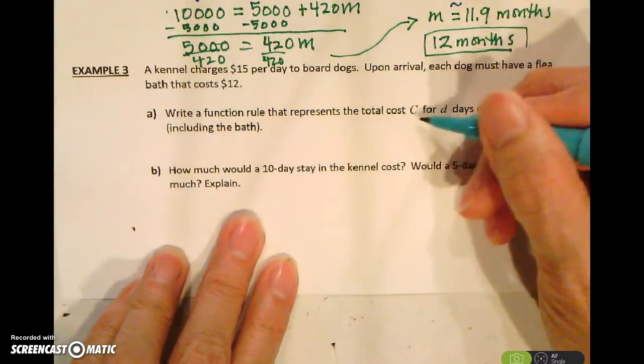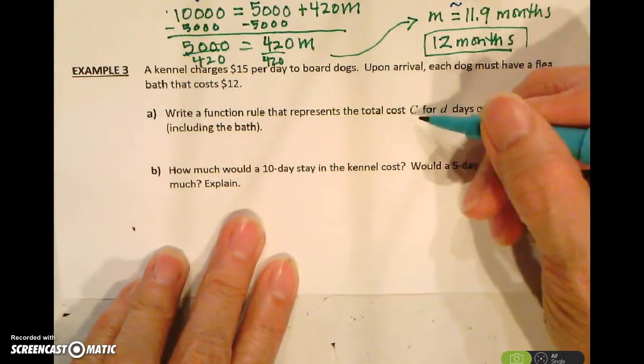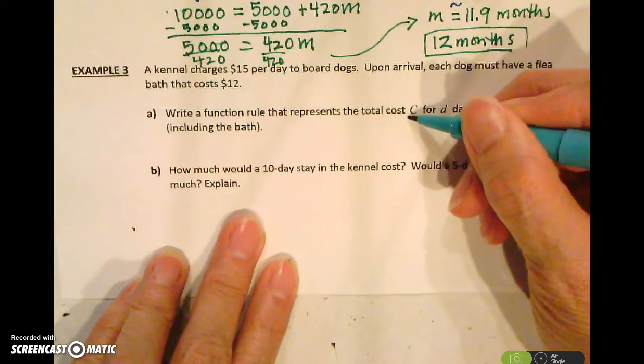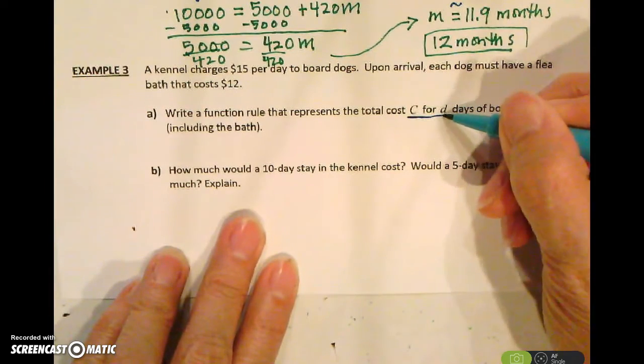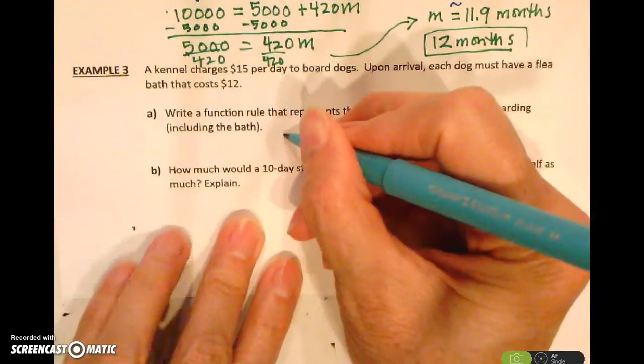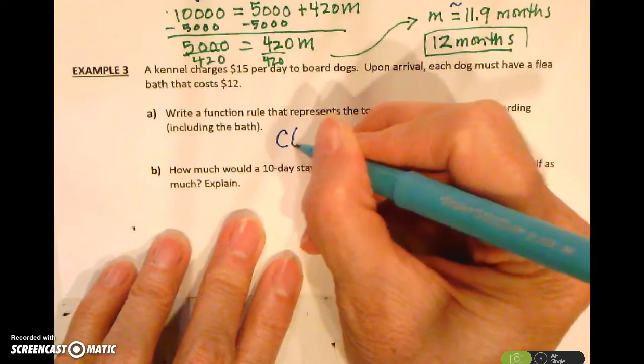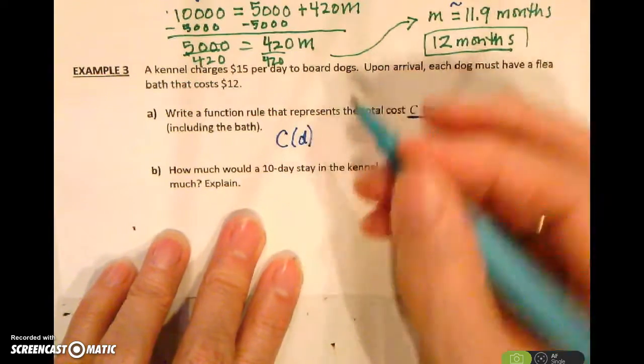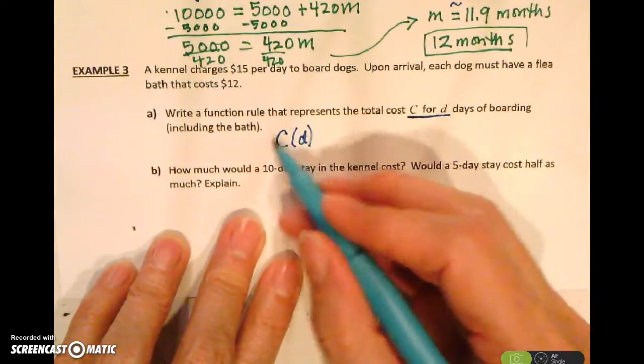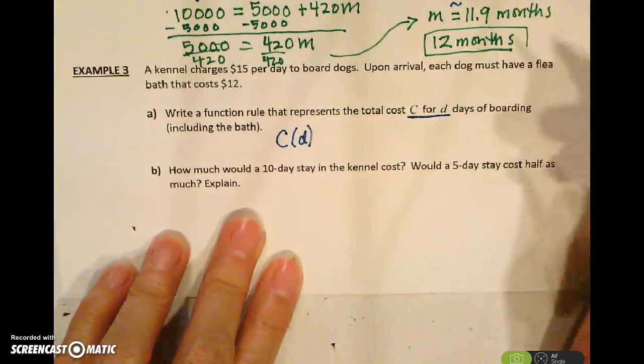So we can see that our dependent variable is going to be C, and it's going to depend on the number of days. So we're going to call it C of D. This whole phrase represents the cost.